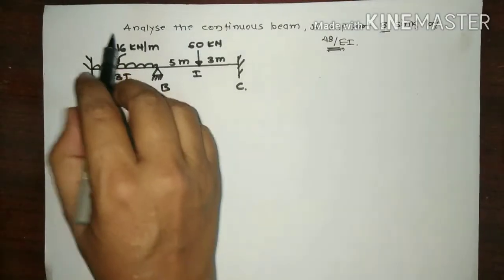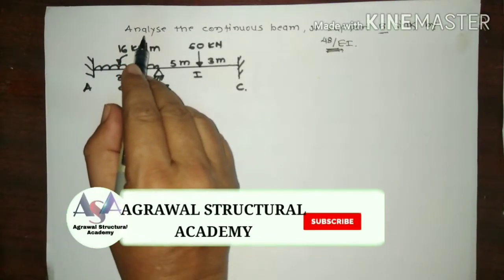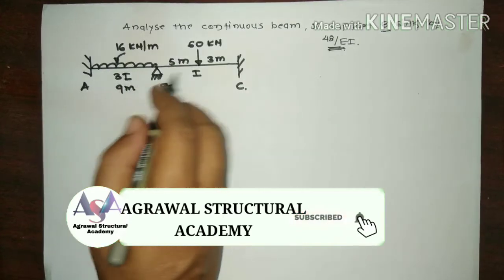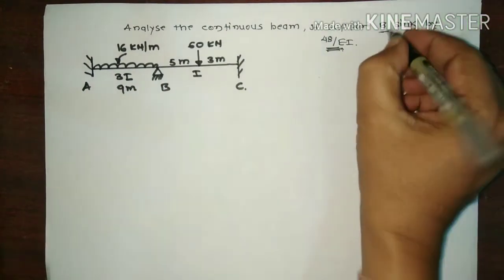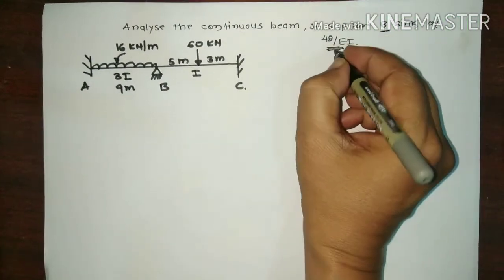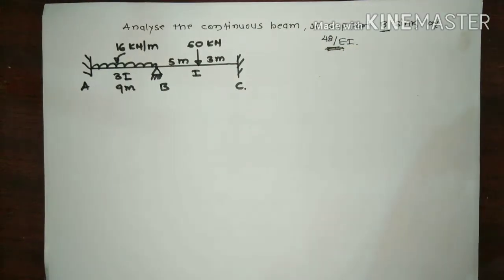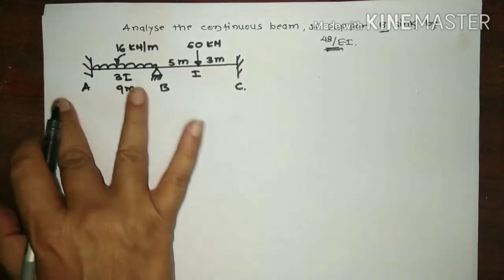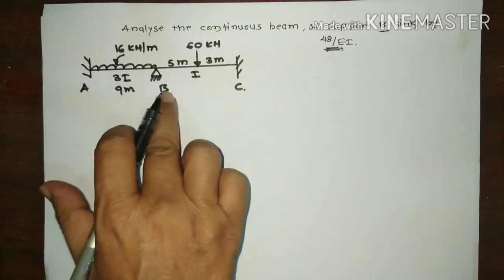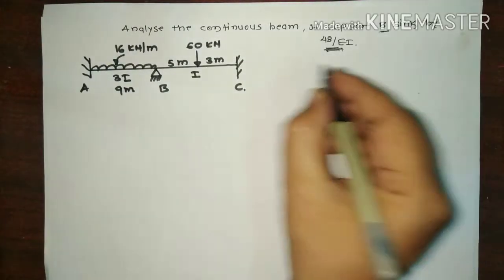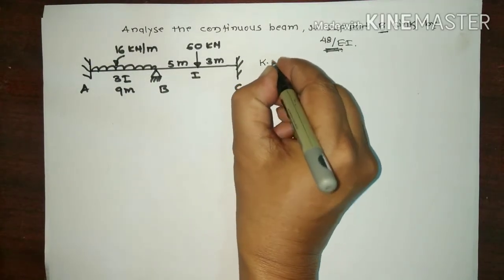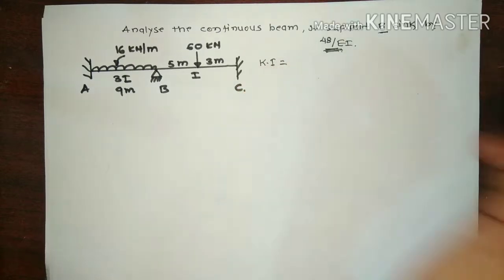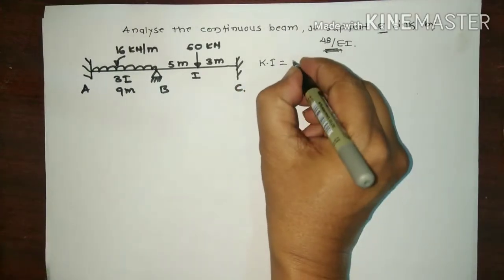Hello friends, today we analyze the continuous beam ABC. In this case, support B sinks by 48 divided by EI. So this is a continuous beam. These are the loadings, AB span, BC span. Now always we know the first step is to find the kinematic indeterminacy, KI. It is the unknown displacement.